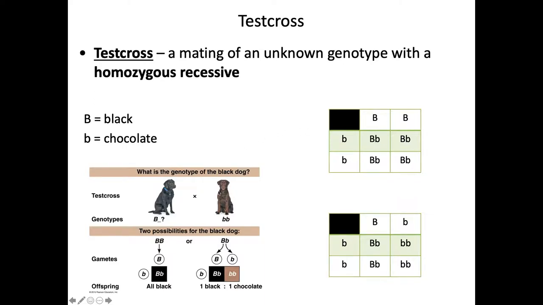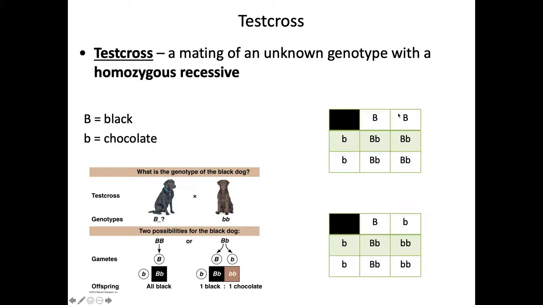So take, for example, in dogs, their fur color. Black is dominant. Chocolate color is recessive. Here, what are the two possible genotypes that a black fur dog could be? Well, they can be homozygous dominant with big B, or heterozygous, big B, little b, and still have black fur color.